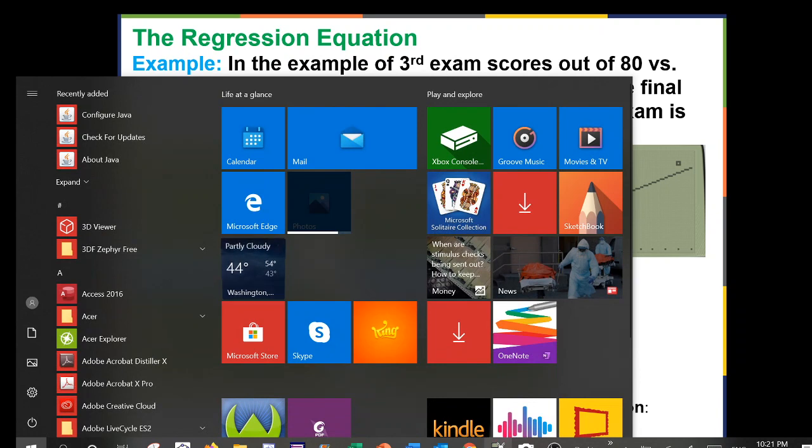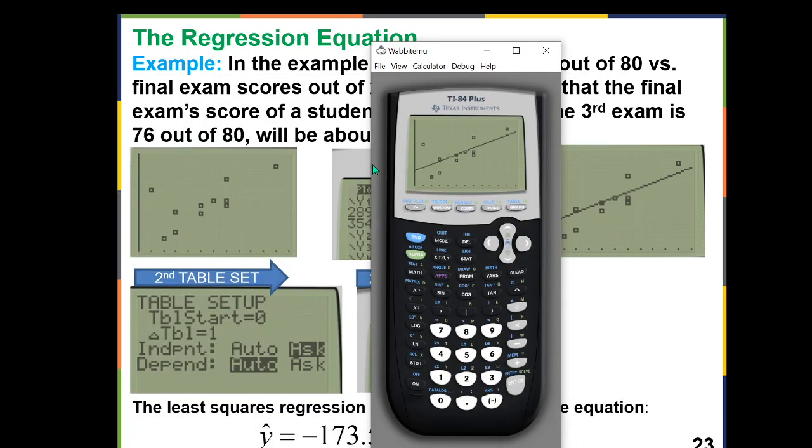Well, it's easy. All we have to do is figure out if somebody made a 76, so 76 is somewhere over here, out of 80, then what would the score be out of 200? Well, we go to the line here, and we go left to the y-axis and find this number. There are many ways we can do that. One way is to go to the home screen, clean it up, and then go get this y1, and then find y1 of 76. So let's go find it.